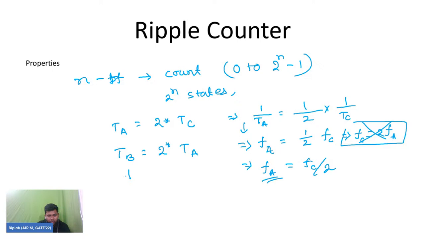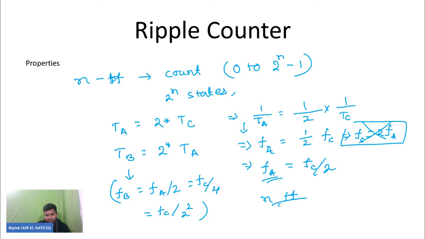The same way from here you can write, FB is equal to FA by 2, which can again be replaced by FC by 4, which can be expressed as FC by 2 square. So we can say that this counter is also a frequency divider. If you are using n flip-flops, the output frequency will be nothing but the actual frequency F divided by 2 to the power n. So here we used 2 flip-flops, so it is 2 square.